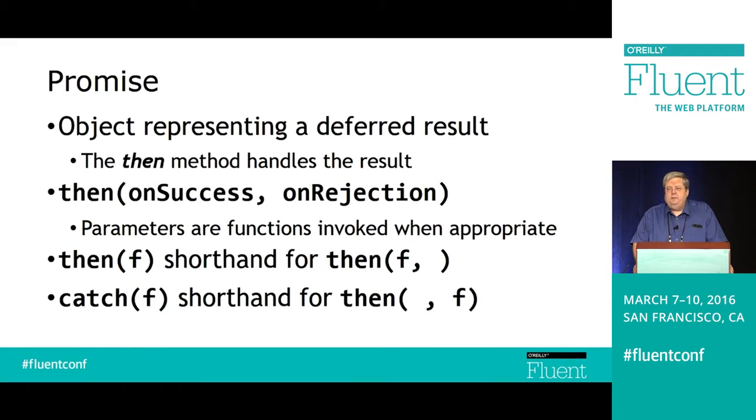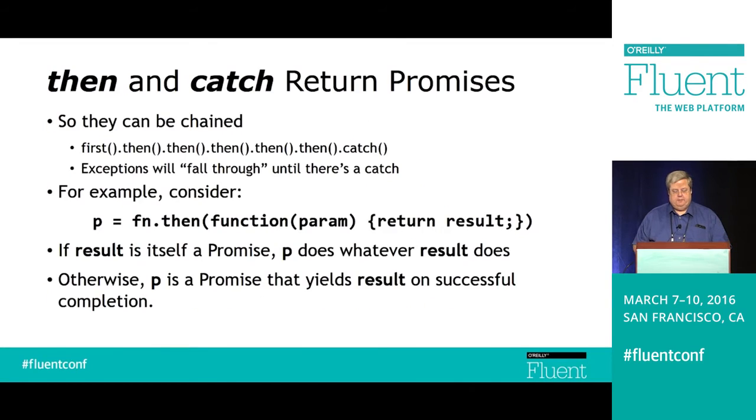Promises, we've already mentioned. They are an object representing a deferred result. Promises have a then method where you give it handlers for success and failure, or you can give it just a success handler, and catch can be given just the failure handler. And the nice thing about promises that we are going to see, and is going to be clearer when you've done it a few times, is you can chain them.